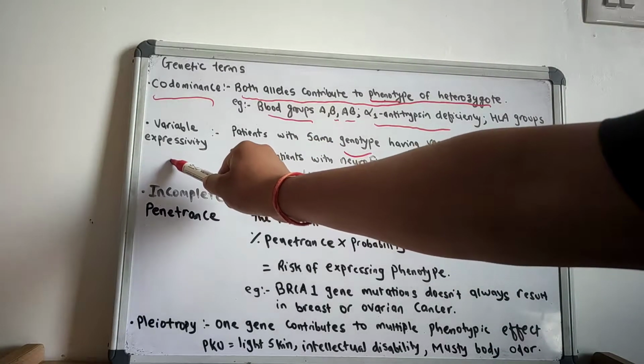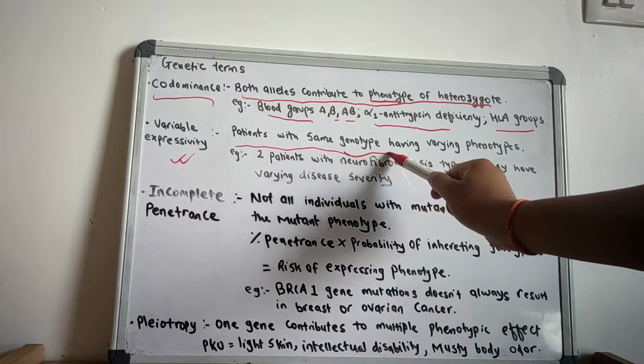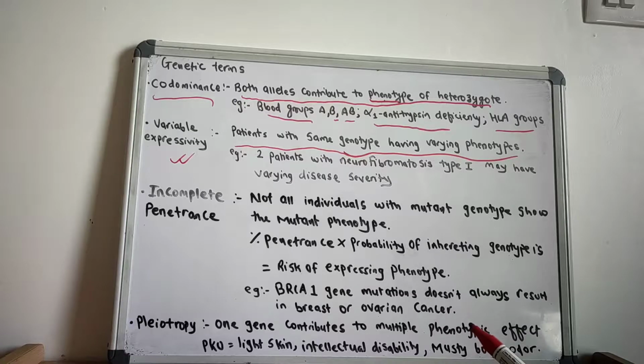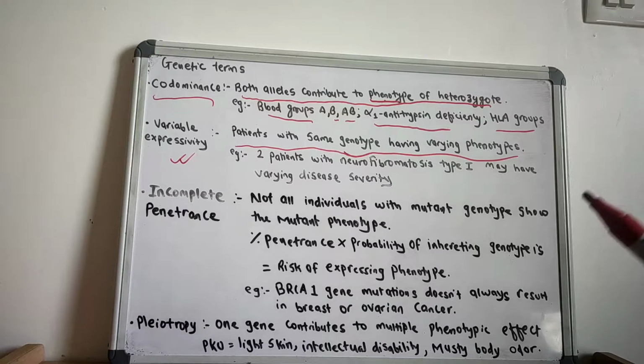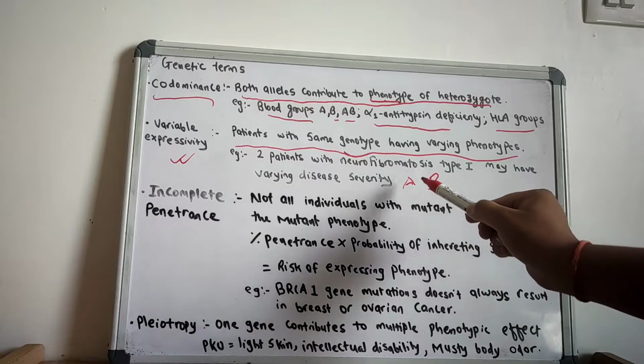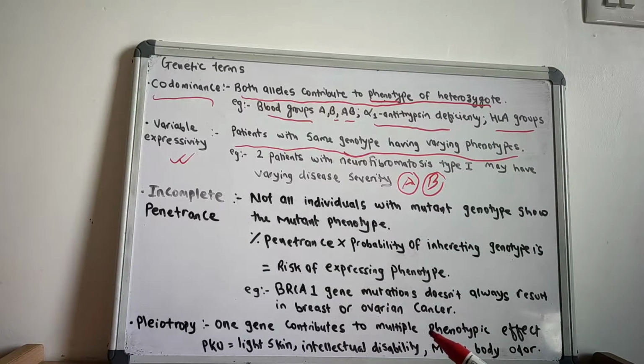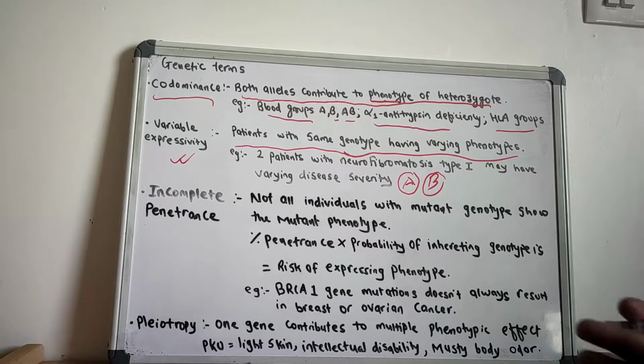Another is variable expressivity. Variable expressivity means patients with the same genotype have varying phenotypes. The patient may have the same genotype but different phenotypes. For example, patient A and patient B both suffer from neurofibromatosis type 1, but they may have varying disease severity. One patient may have no skin lesions at all, but the other could have multiple neurofibromatosis lesions in the skin. So this is one of the examples.